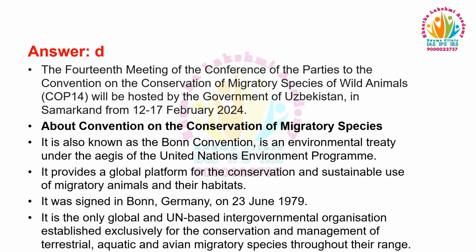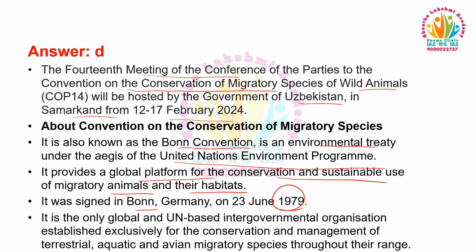This was in the news recently: the 14th meeting of the Conference of the Parties to the Convention on the Conservation of Migratory Species of Wild Animals will be hosted by the government of Uzbekistan in Samarkand from 12th to 17th February 2024. About this convention, it is also known as the Bonn Convention, an environmental treaty under the aegis of the United Nations Environment Programme. It provides a global platform for the conservation and sustainable use of migratory animals and their habitats. It was signed in Bonn, Germany on 23rd June 1979.